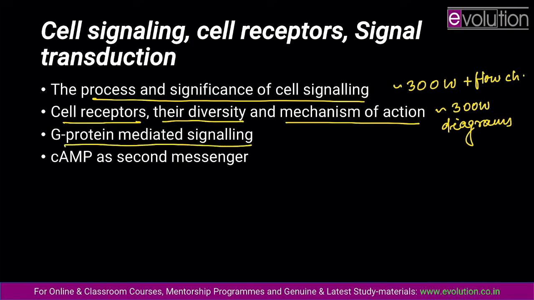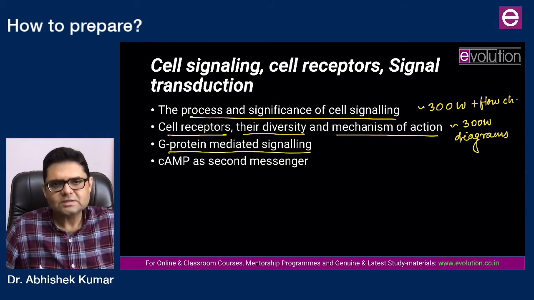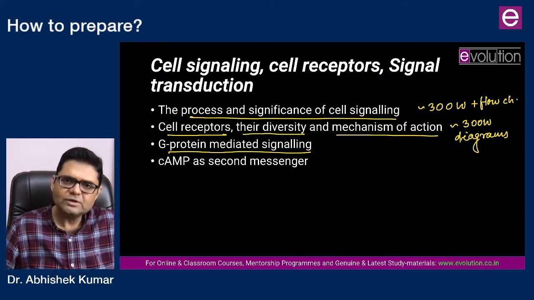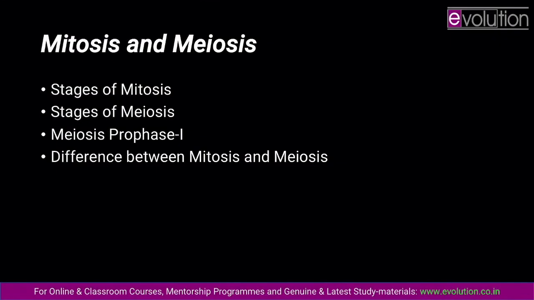After that, you need to come to details of G protein mediated signaling. So you need to know the structure of the G protein coupled receptor, then the structure of heterotrimeric G protein, and of course the mechanism of action: how the receptor is activated, how the G alpha subunit is activated, and what happens when the G alpha subunit is activated. Lastly, the role of cyclic AMP as a second messenger. These are the 4 topics you should be doing in cell signaling, and cell receptors will be taken care of. Next one is mitosis and meiosis.